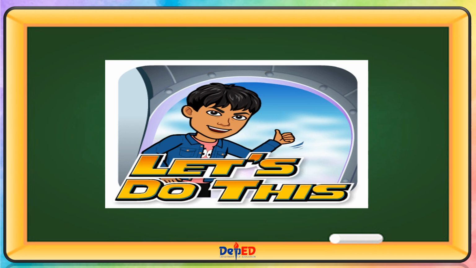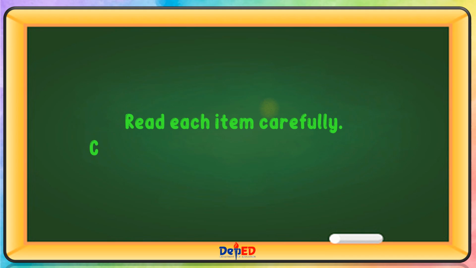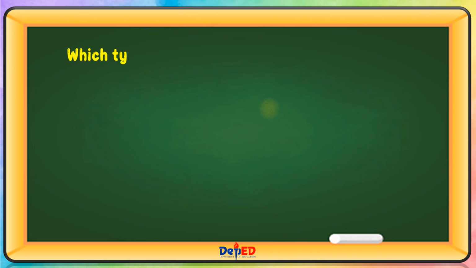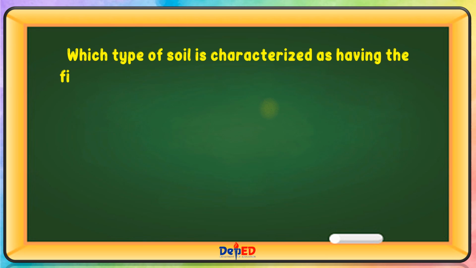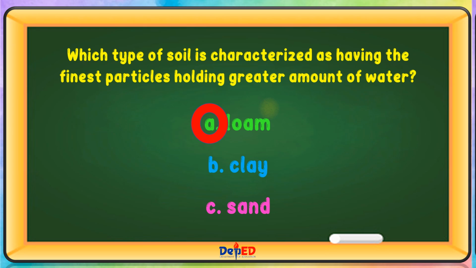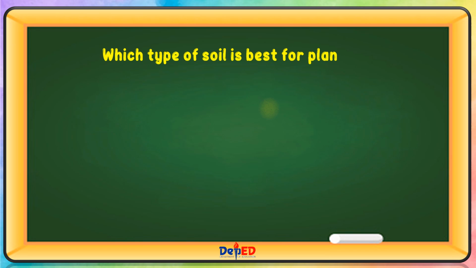Let's do this. Read each item carefully. Choose the letter of your answer. Which type of soil is characterized as having the finest particles holding greater amount of water? A. Loam, B. Clay, C. Sand. The correct answer is B. Clay. Which type of soil is best for planting? A. Loam, B. Clay, or C. Sand. The correct answer is A.